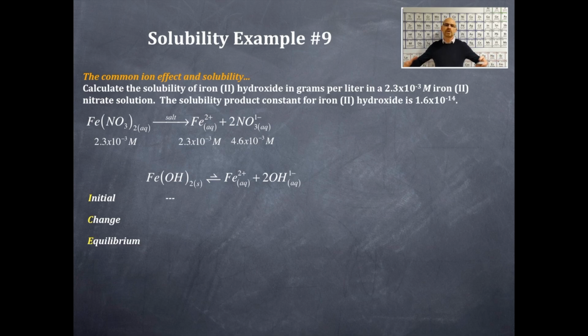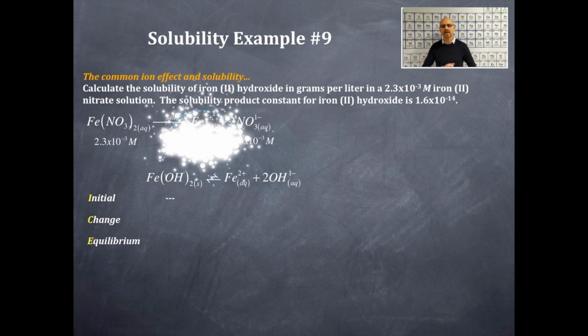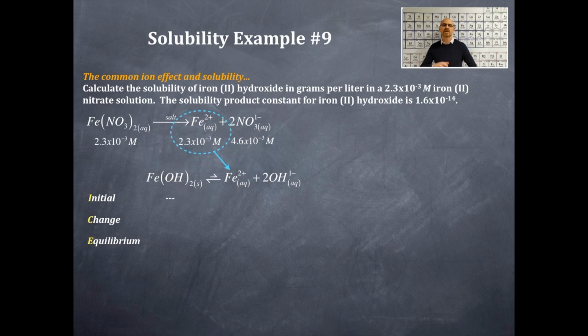Well, it is 2 things combined together. That is the ferrous nitrate and the ferrous hydroxide together. So the common ion is coming from the salt, which dissociates 100%. So that way, I know the iron ion concentration at 2.3 times 10 to the negative 3 molar.